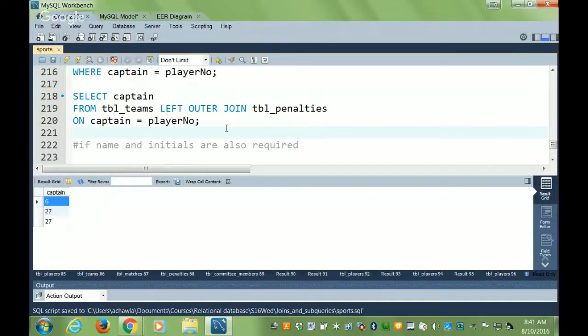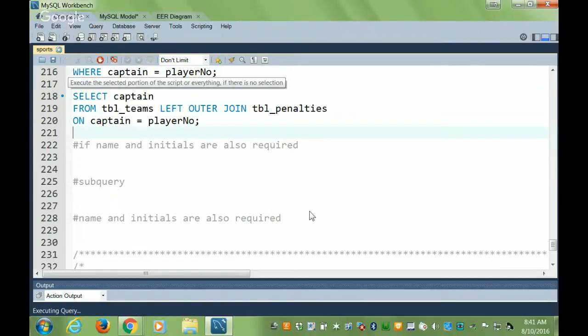We have to put a where condition, right? This will give you everything. See, as soon as I find a partner, but a captain may not pay a penalty. See the problem now? I'll run it for you.